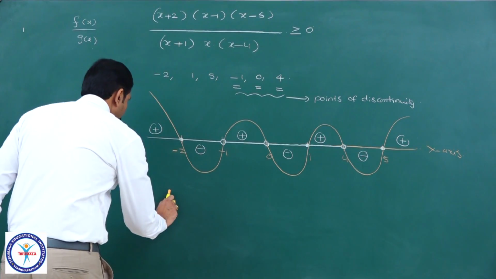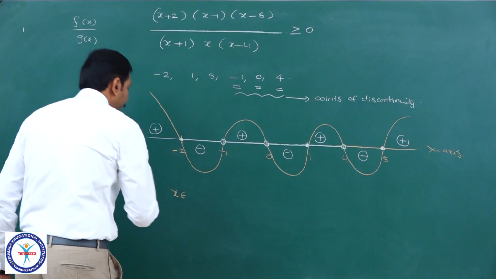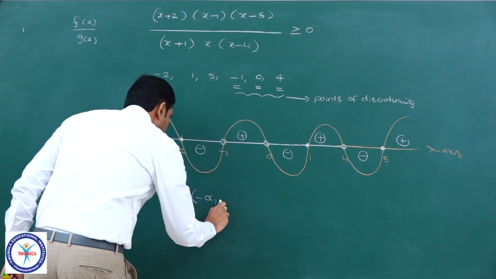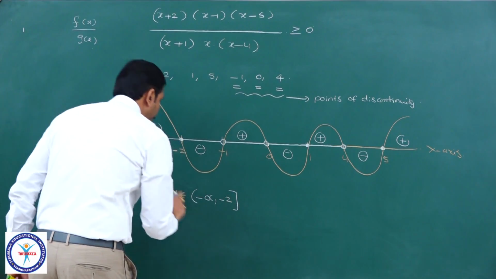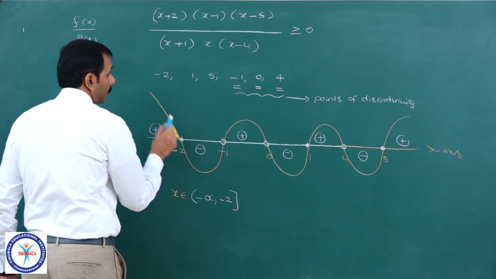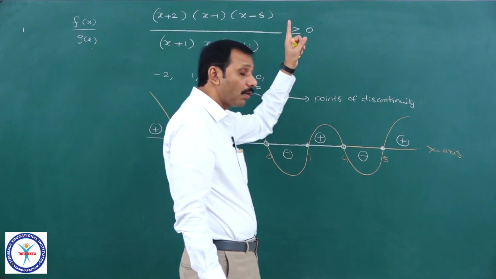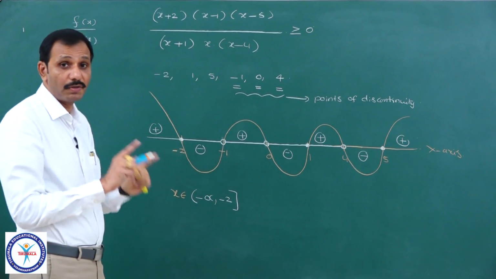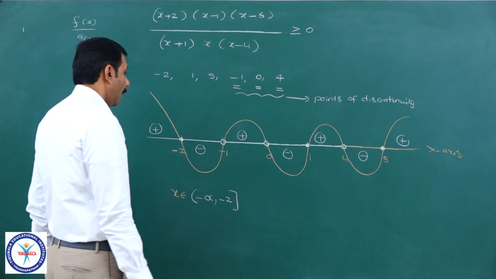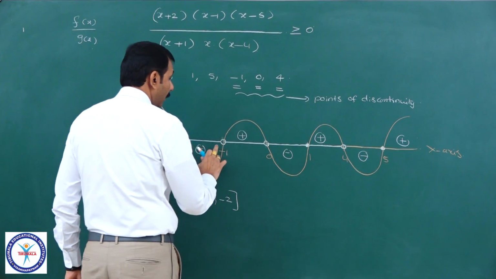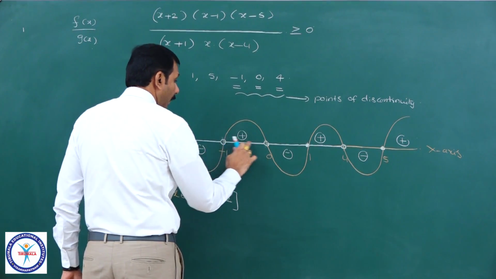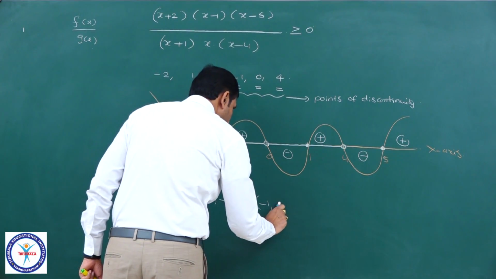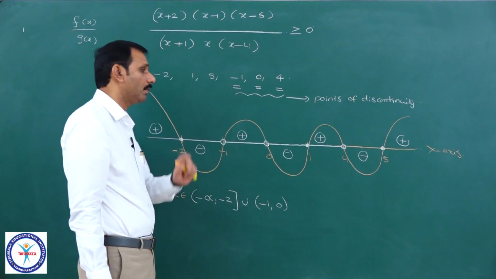Now I can write x belongs to (-infinity, -2]. Yes, -2 can be included because it is the dark circle. Greater than or equal to 0, I want that expression positive or equal to 0. And next, coming to this interval, -1 to 0, both are open circles, which means these ends should not be included. Yes, -1 to 0.